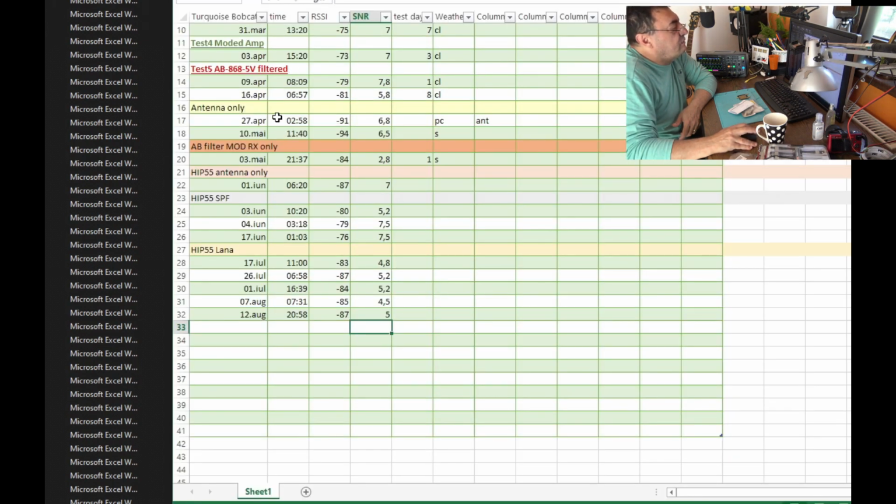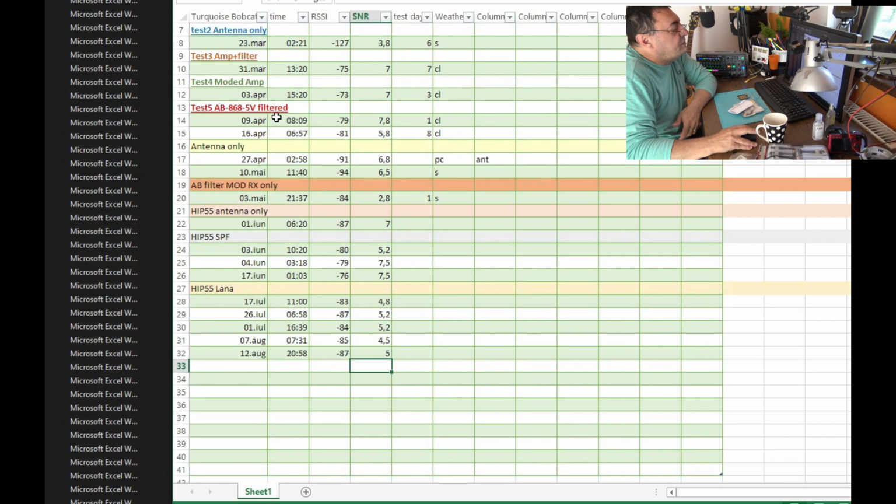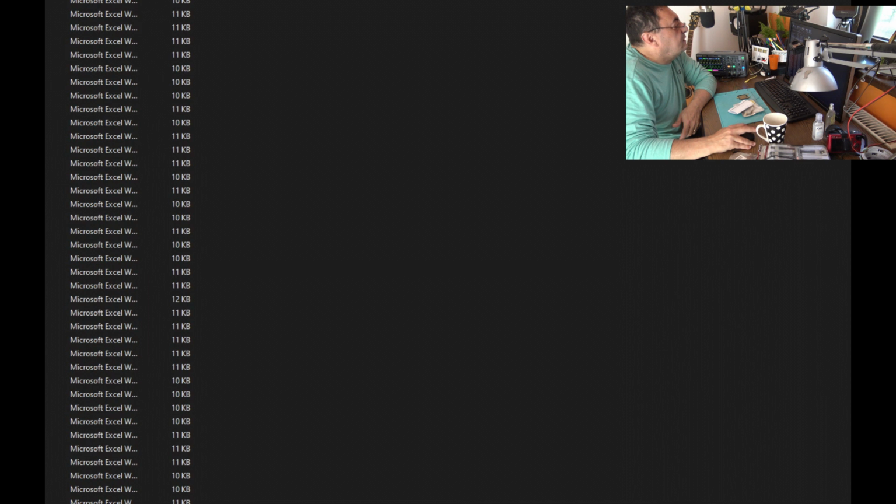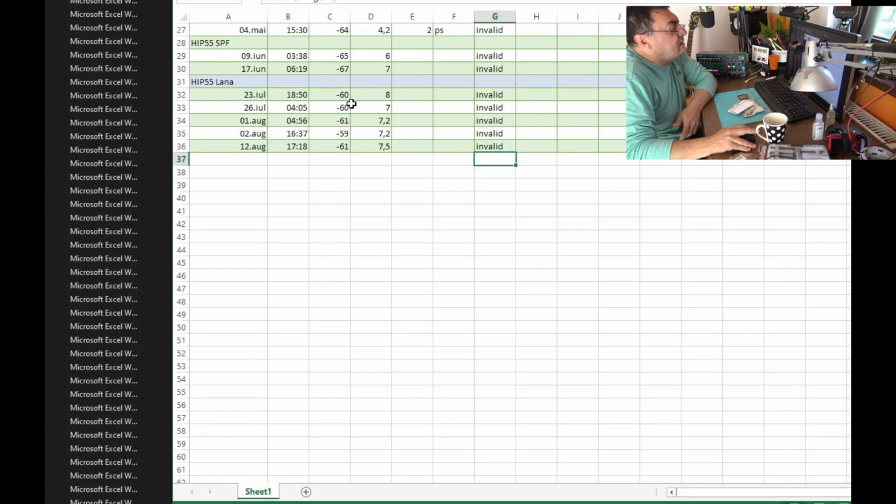Turquoise Bobcat, also an old friend from March. Look at the numbers. Somehow I have better numbers with my ZPF amplifier with the filter on than with the filtered AB-A68. But with the LANA now in the latest configuration, it's a very steady and good signal. Of course, it's very close. Clear Tiger, only invalids.